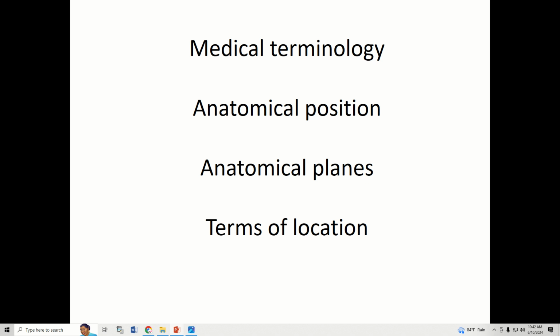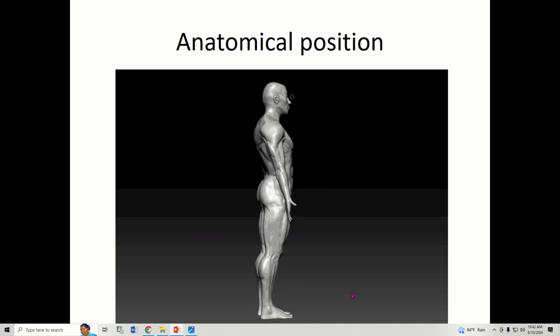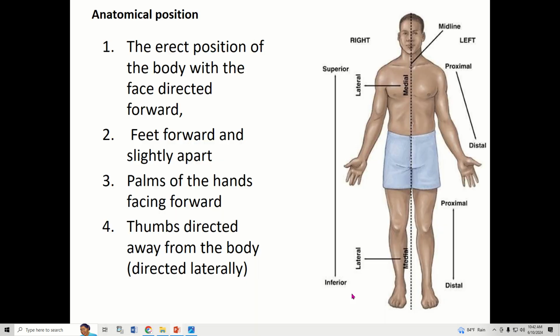In this video, I discuss medical terminology, anatomical position, anatomical plane, and terms of location. At first, anatomical position. In anatomical position, the body is erect, face directed forward, feet directed forward, slightly apart, palms of the hands facing forward, thumb away from the body or directed laterally.